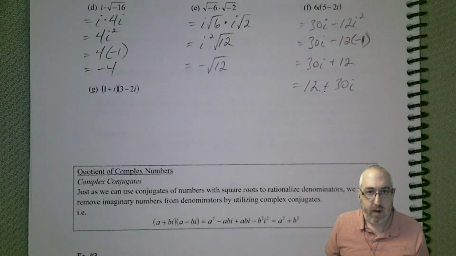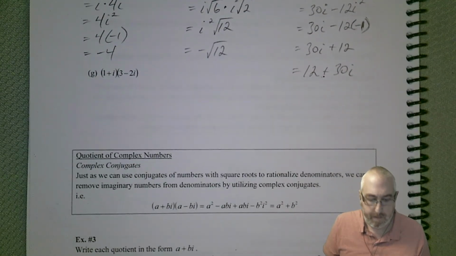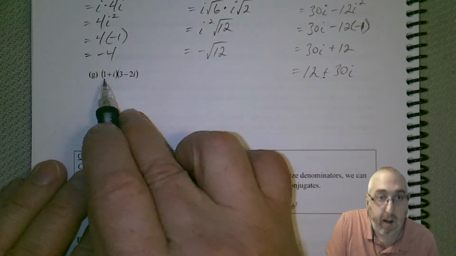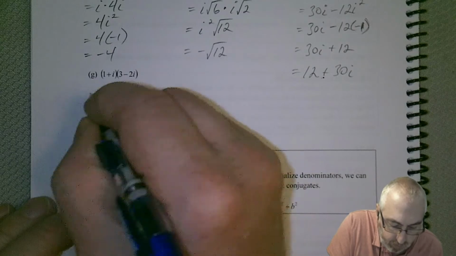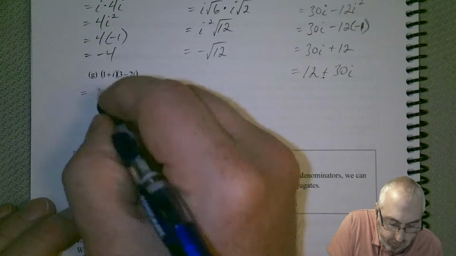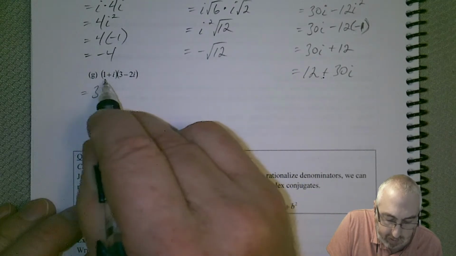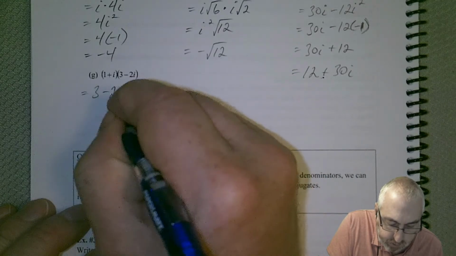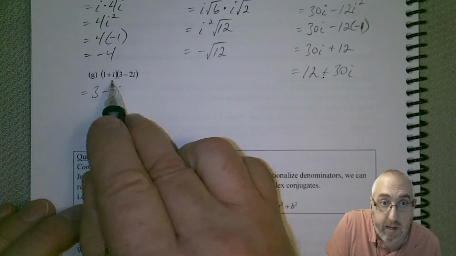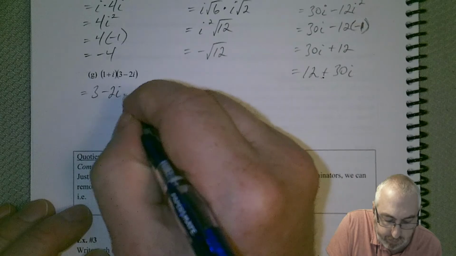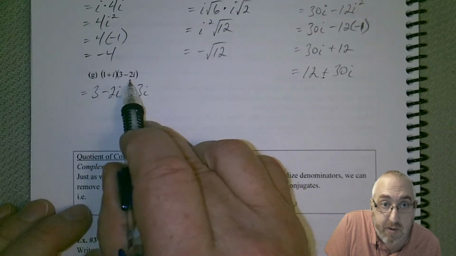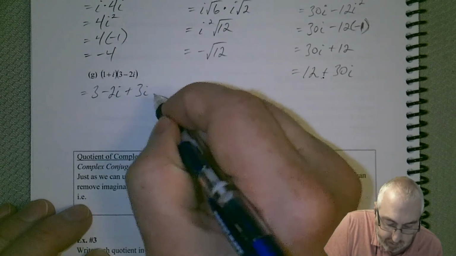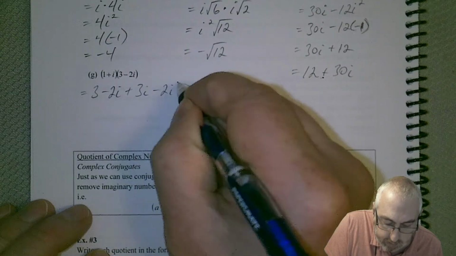All right. And now let's try this last one. So we got a binomial times another binomial. We know we have to FOIL that out. So let's FOIL. So we're going to have a 3. Our outside is going to be a -2i. Our inside will be a positive 3i. And then our last, I times a -2i should be a -2i squared.